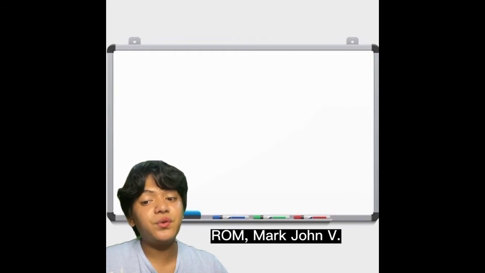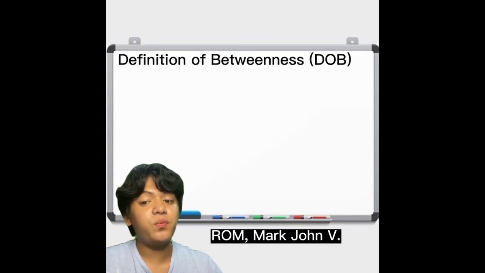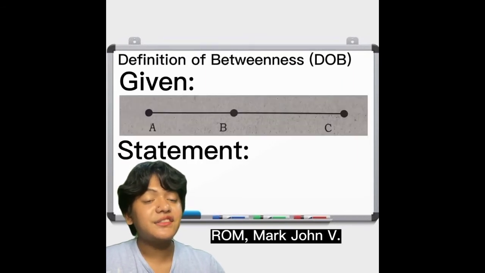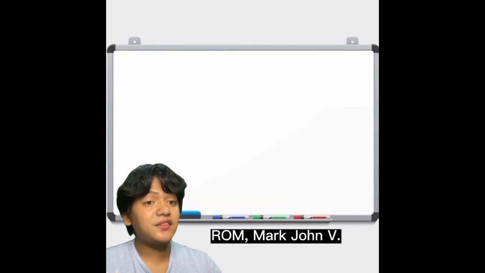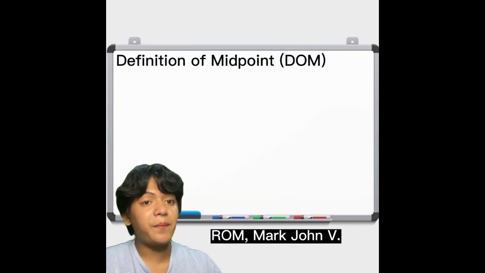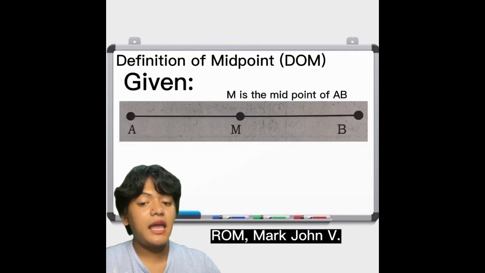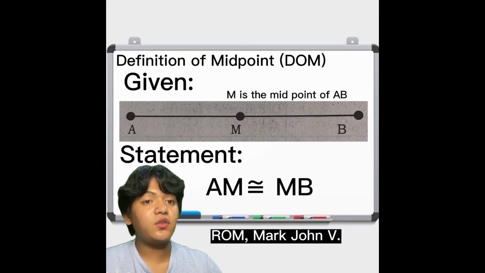Now let's move to definition of betweenness, DOB. Given statement: AB plus BC equals AC. Next, definition of midpoint, DOM. Given: M is the midpoint of AB. Statement: AM is congruent to MB.